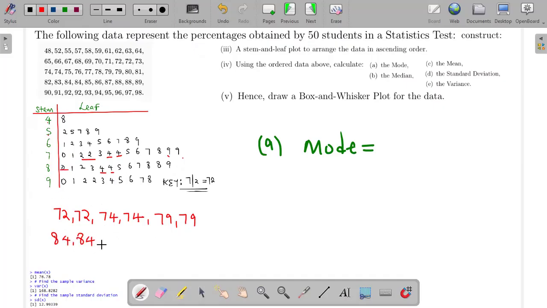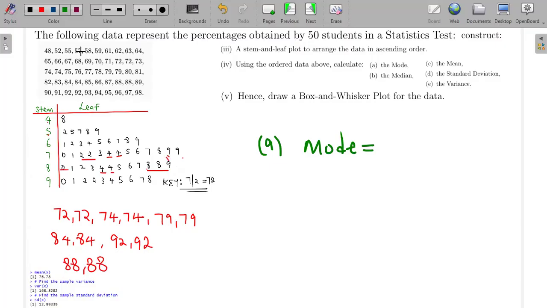In this 9, I can see 2, so that is 92 and another what? 92. So you see that there's quite a lot of numbers that are appearing more than once. Okay, also this here, 88, and it's in the 80s. So that is 88 appearing 2 times. So there's no number that is appearing more than the others, but we have a lot of numbers appearing 2 times. So it means that this distribution is a multimodal distribution.